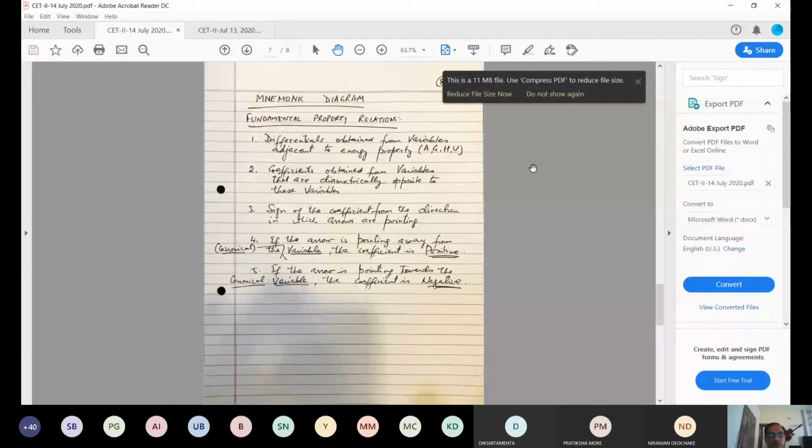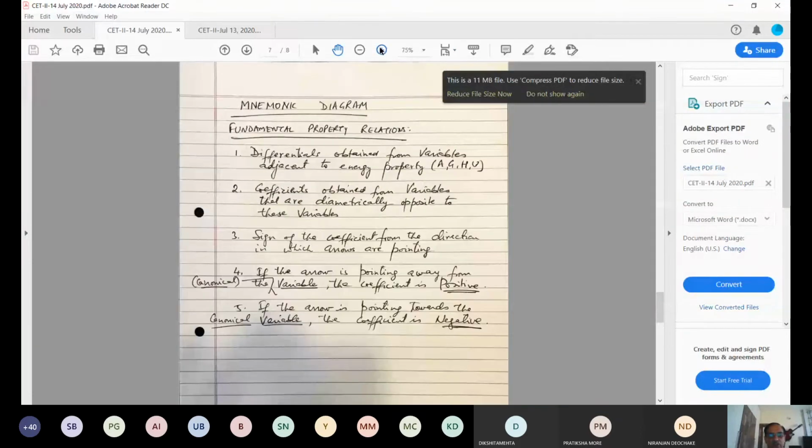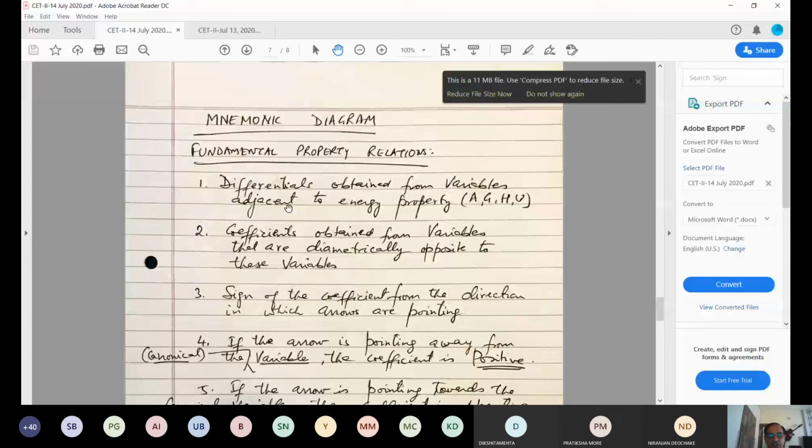So this is what we have already seen. Differentials are obtained from variables adjacent to the energy property A, G, H and U, we saw this just now. Coefficients are obtained from variables that are diametrically opposite to those variables, right? So we have seen this.